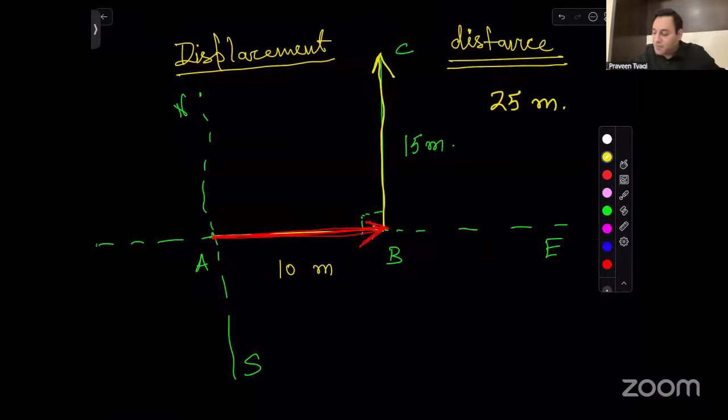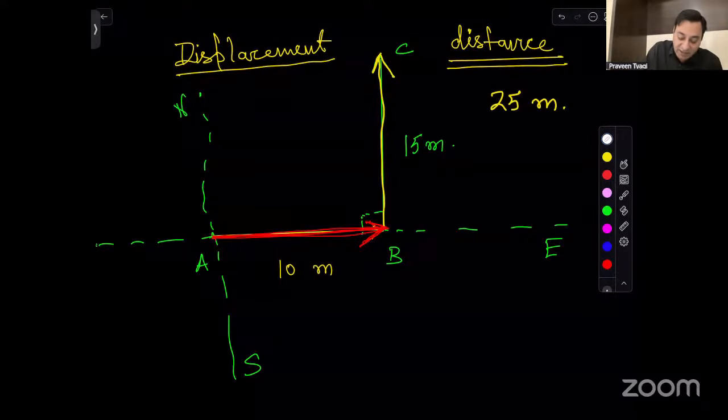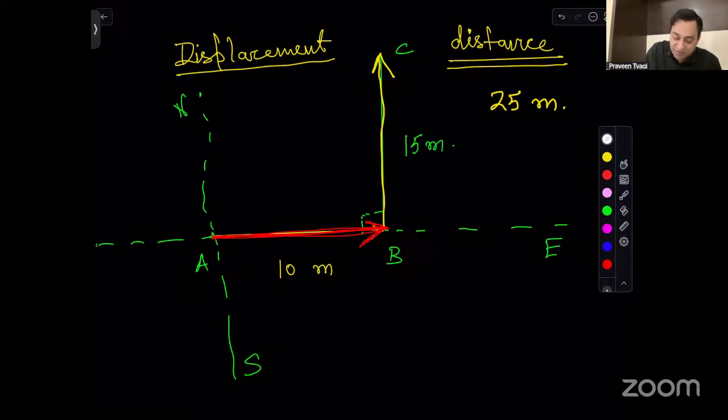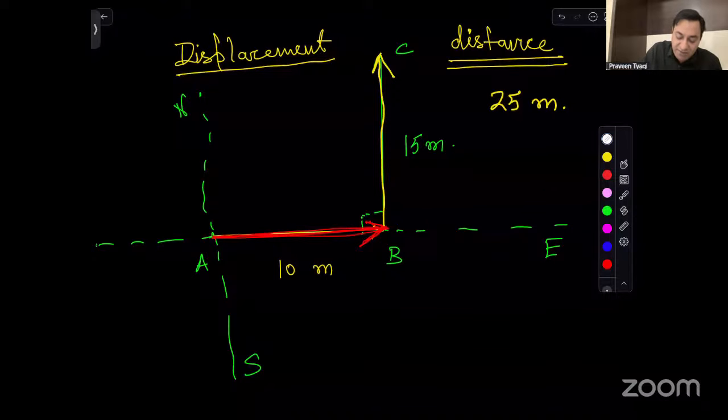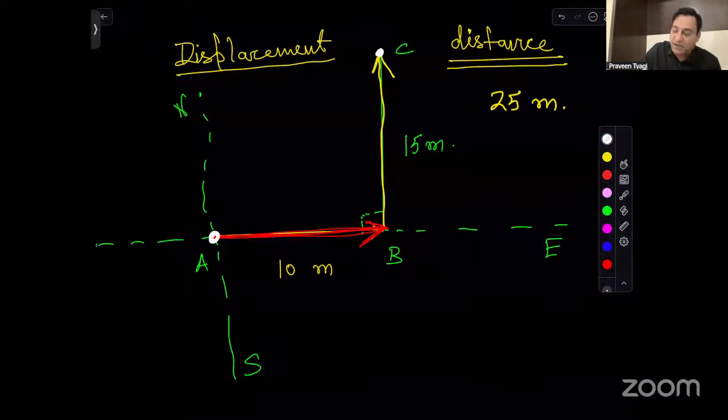And what is the displacement that I had? People have crammed this definition, and please try to understand this. Displacement will not be 25. Distance is 25 meters, yes, I agree. Displacement will be the vector joining the initial position. This was the initial position, and this is the final position where I have reached. No, displacement is not zero.